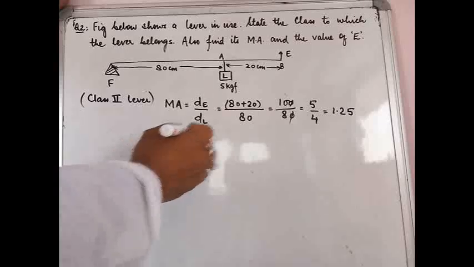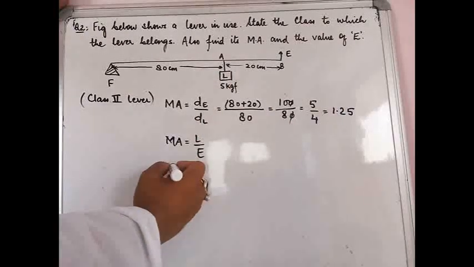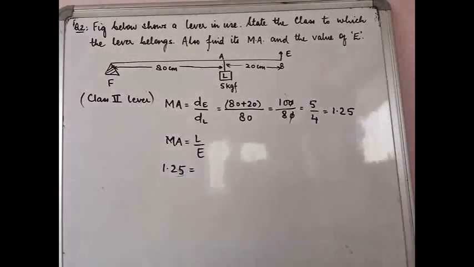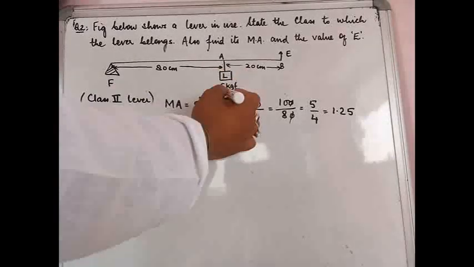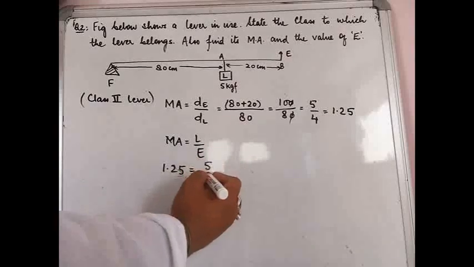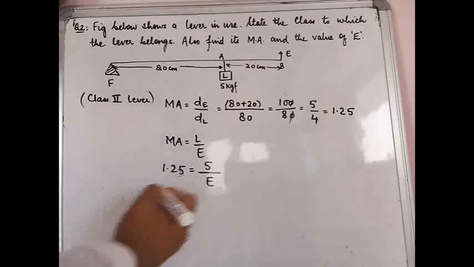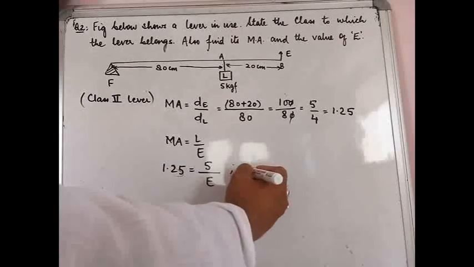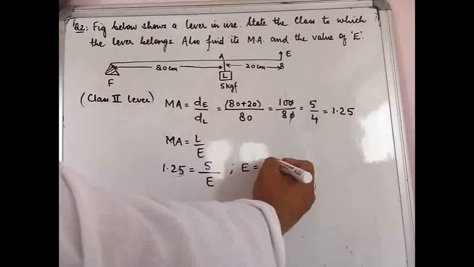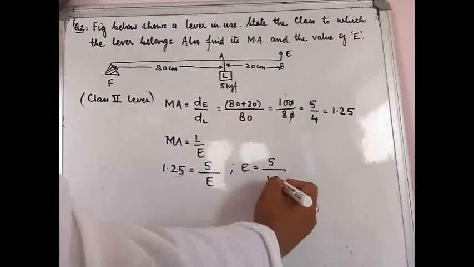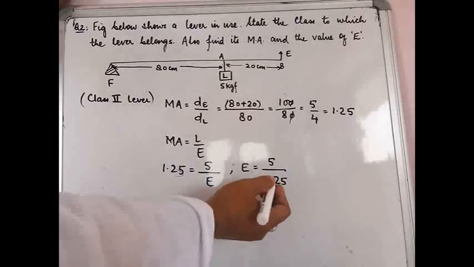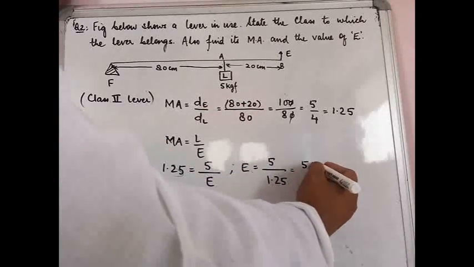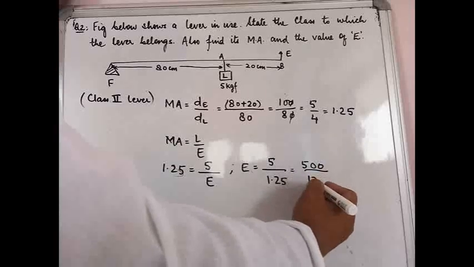Now we know the value of mechanical advantage, so we will put 1.25 in place of mechanical advantage. The value of load is already given as 5 kgf, and the value of E has to be calculated. Okay, so cross multiply, you will have E is equal to 5 upon 1.25. After moving the decimal, you have 500 upon 125.